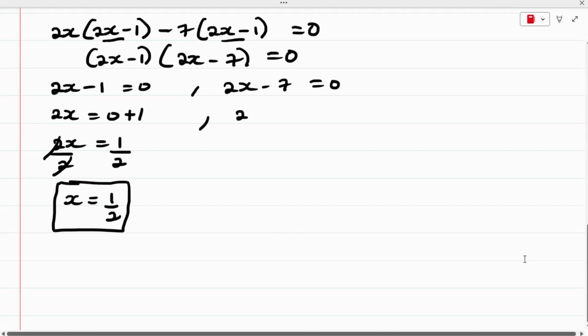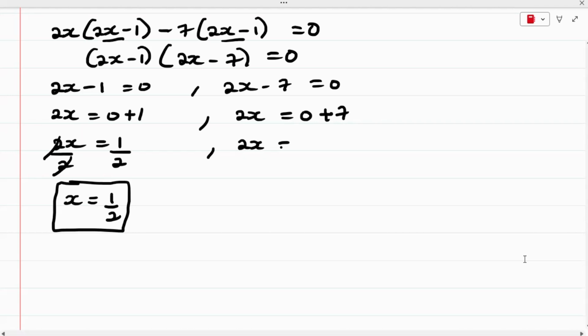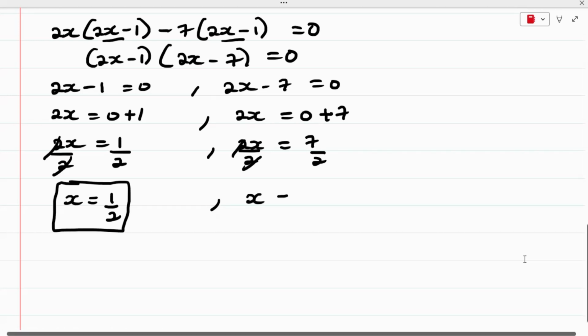So at this point we have 2x is equal to 0 plus 7, and 2x is equal to 0 plus 7 is what? 7. Divide both sides by 2. This we cancel out this, so we have that x is equal to what? 7 over 2, and this becomes the second value of x.